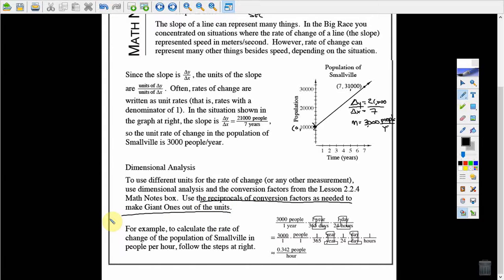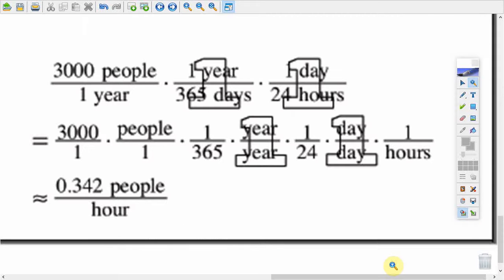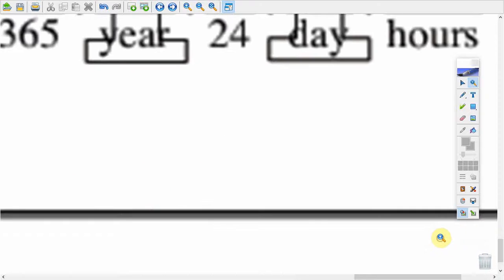In other words, to cancel out a top with the bottom, for example, as we did in the examples in the last math notes. So, for example, to calculate the rate of change of the population of Smallville in people per hour, follow the steps at the right. So we need to convert years into hours. They have one method here that shows everything. If you want to take a look at it, you can pause it. Right now, I'm going to go ahead and do my own version of it down here. And we're going to convert 3,000 people per year into people per hour.